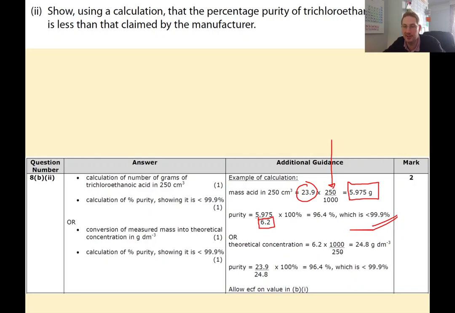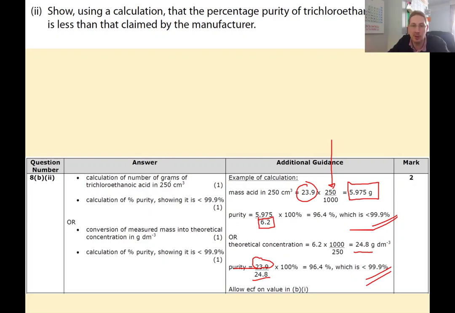grams in 250 centimetre cubed. That would be the equivalent of 24.8 grams in a litre. And again, we could compare what we worked out in the previous part, 23.9 grams per litre, with the amount we've just calculated there should be. Gives us the same answer again, less than 99.9%.